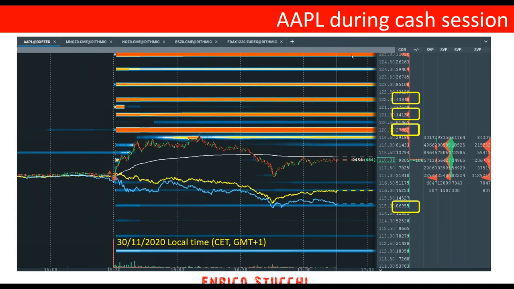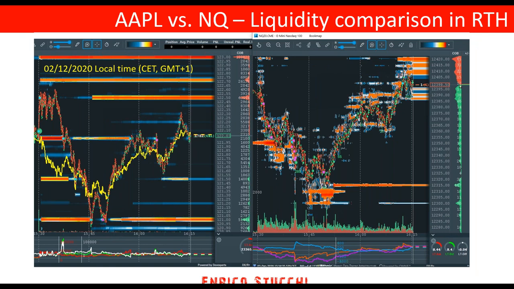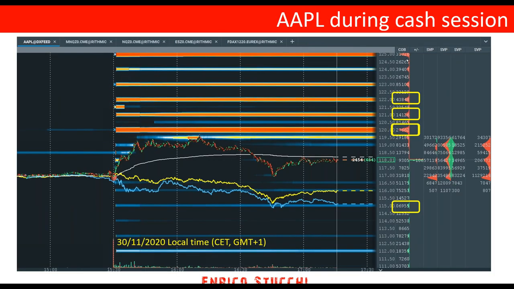Another important point to add. Look at those levels. As you can see, peaks and valleys are sharp, and peaks are concentrated on round numbers, like 22, 21, 20, and so on. If you compare, for instance, here in Nasdaq, you don't have such a clear distinction between peak and valley, while on Apple it's quite sharp.